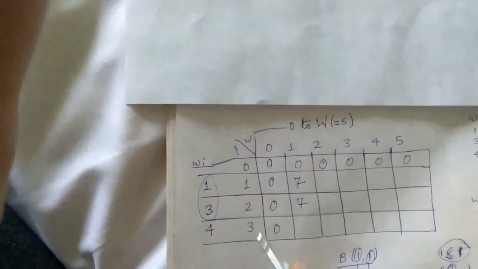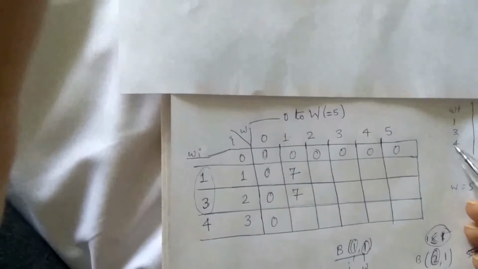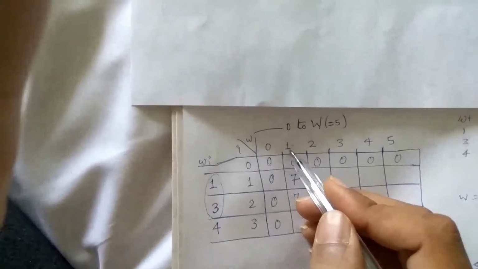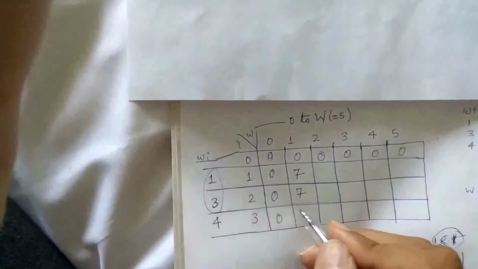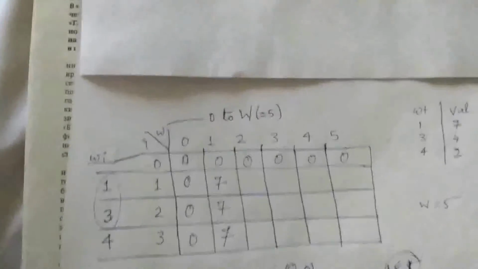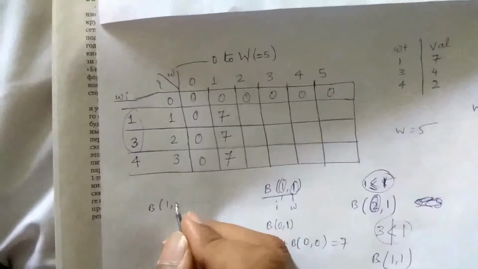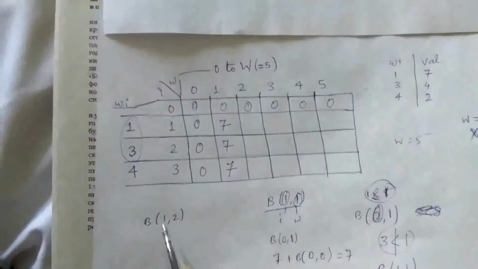In this fashion, what is the weight of this third item? Third item weight is 4. Still we cannot pick it because 4 is greater than 1. So this will be 7 itself. Coming to knapsack weight 2, this cell is B(1,2). What is the weight of the first item?